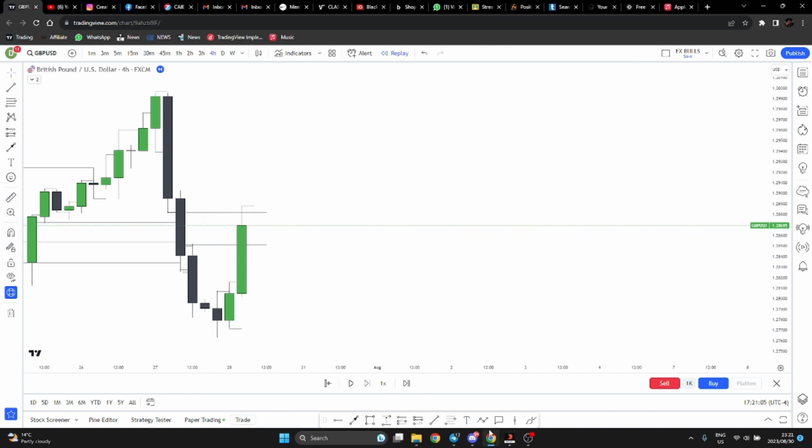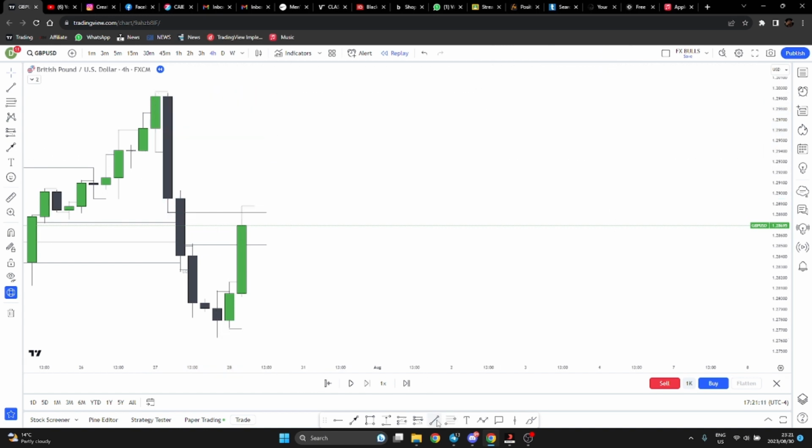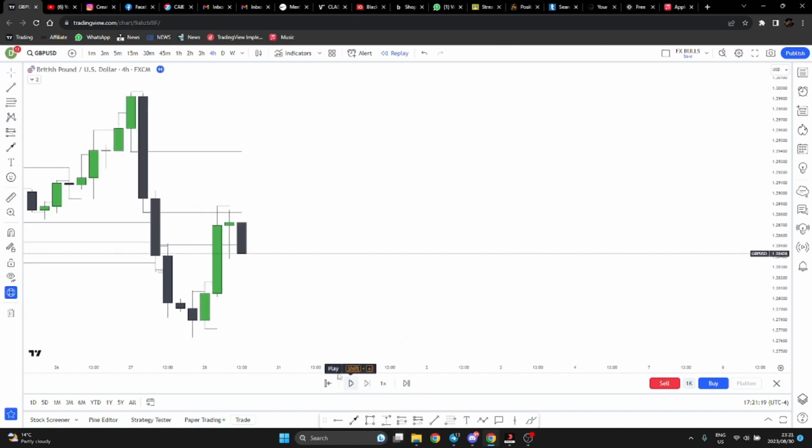Okay. And we've got a level up here as well, which is an easy target to be tapped in. Okay, so price fails to take out either high or low. No problem. We'll just sit and wait for price to play out.